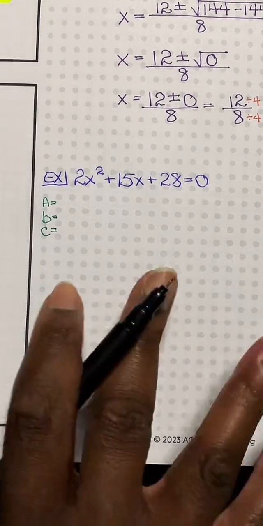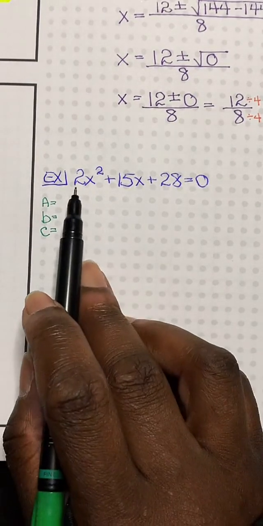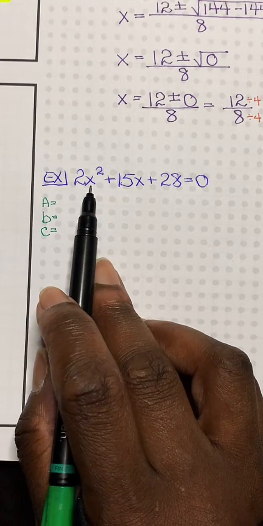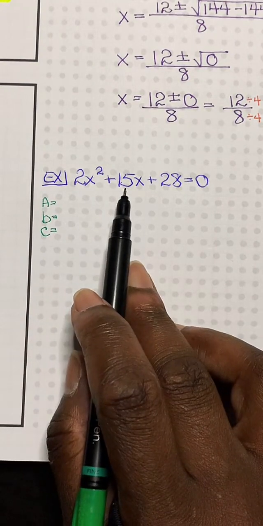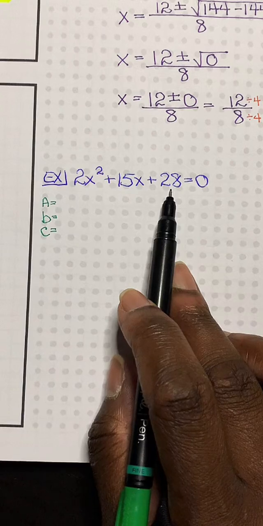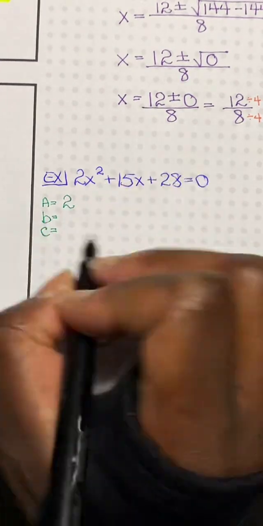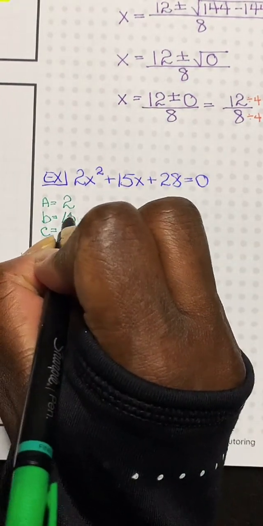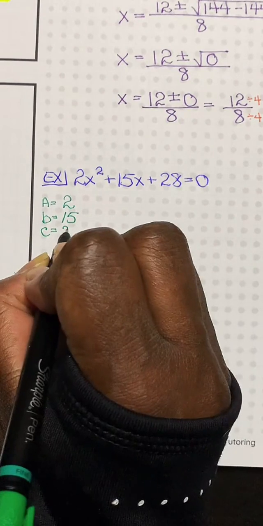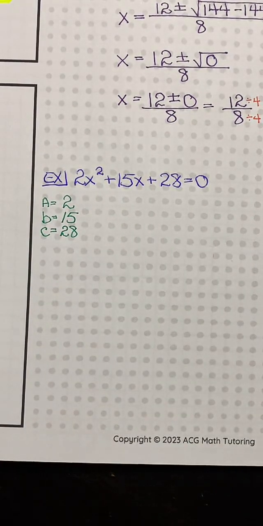All right. Well, let's do some math. We can do this. So remember, your A is the number in front of the x squared. Your B is in front of the x. And your C is your constant. So that's telling me my A is 2. My B is 15. And my C is 28.